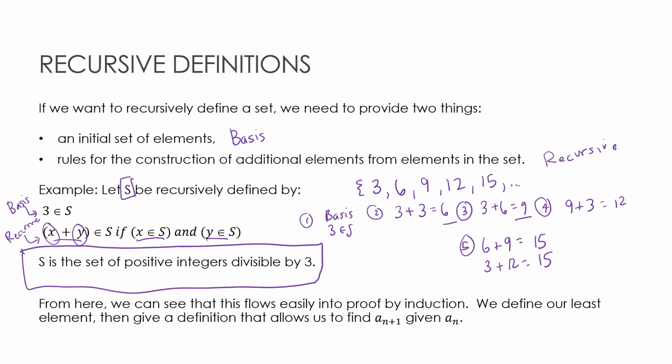and you can see the pattern that I've created here is that I basically have the multiples of 3. So S is the set of positive integers divisible by 3. So we're going to use this information now to create a proof by induction, and we define our least element, which is 3, and then give a definition that allows us to find the next elements given that first element.